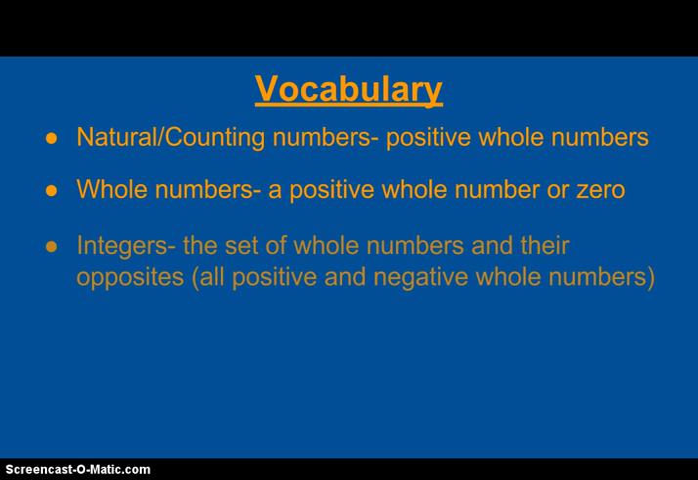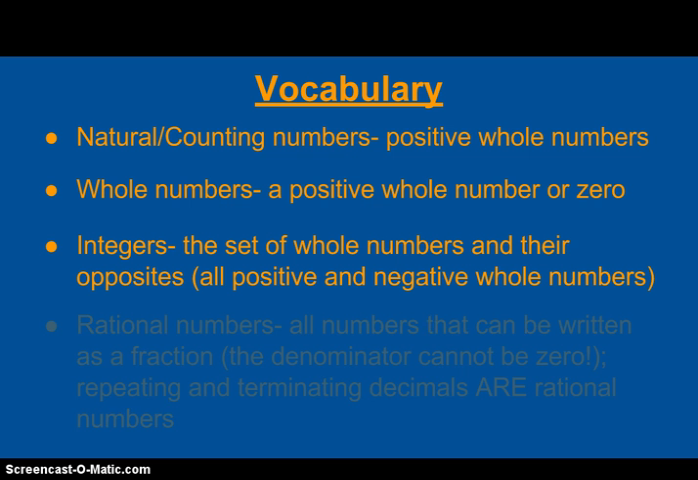Our next word is integers. Integers are the set of whole numbers and their opposites. Last year in 6th grade we talked about how the whole number 4 has the opposite negative 4. So integers are going to include positive whole numbers and negative whole numbers. You see in parentheses I have a shorter definition for you there, which is all positive and negative whole numbers. Those are called integers.